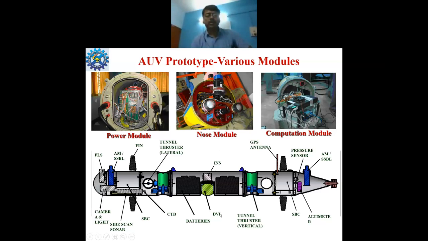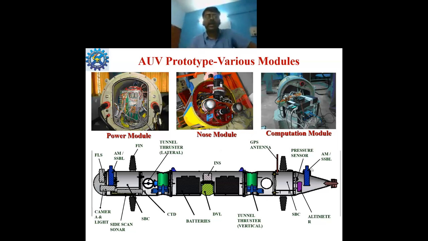Then this is the DVL, Doppler velocity log, and INS for localization of the vehicle. It also has a GPS antenna. When the vehicle is on the surface, through GPS we can update the vehicle position. It also has an acoustic modem, where the transponder part is on the vehicle and the transceiver part is fitted with the ship. Through this acoustic communication link, as well as acoustic positioning link, we will be able to update the absolute position of the vehicle when it is operating underwater.